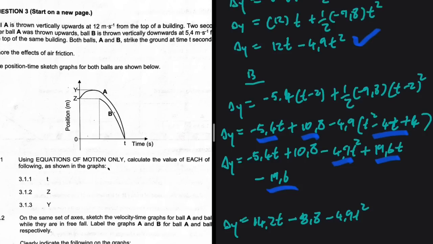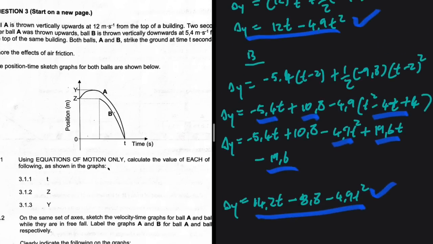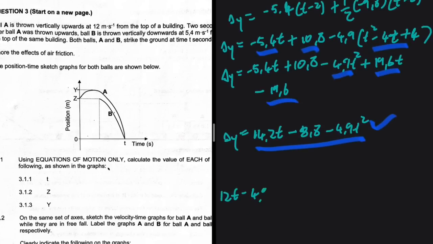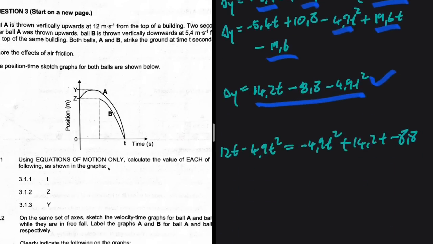So we can equate these two things, because they are both equal to delta y. So 12t minus 4.9 t squared is equal to minus 4.9 t squared plus 14.2t minus 8.8. Okay, let me just verify. Yeah, this is fine. Obviously we have minus 4.9t squared plus 4.9t squared, right? So we can just drop that.